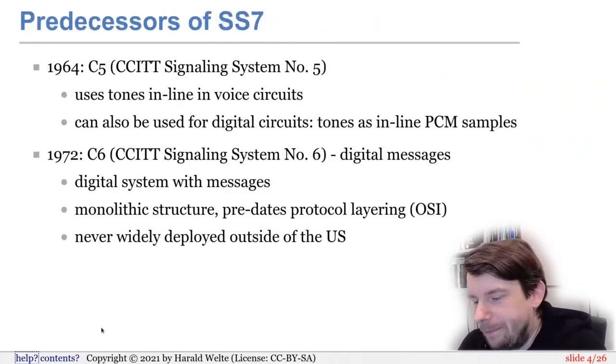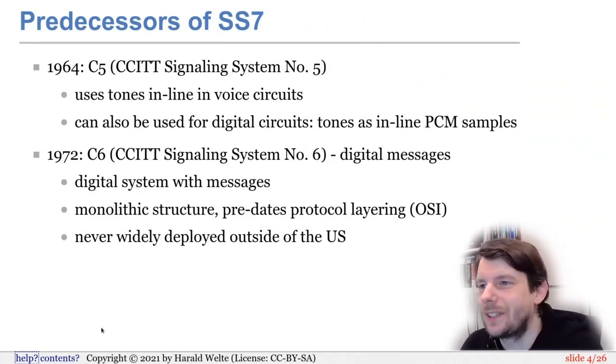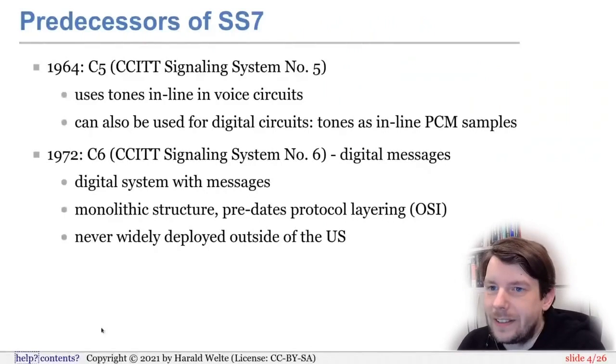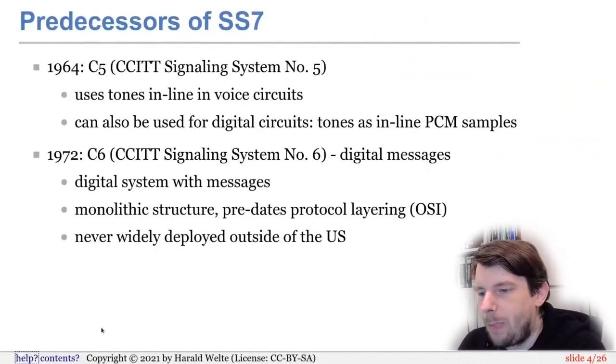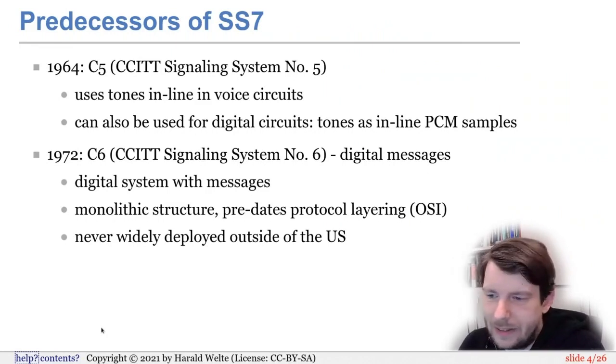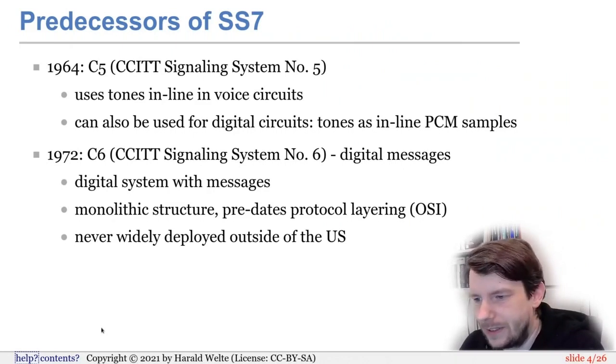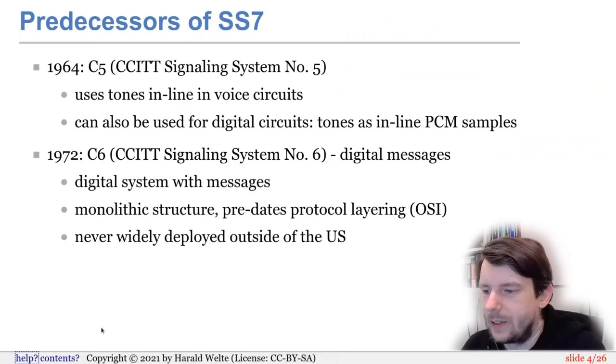If we look at SS7, signaling system 7, that's what SS7 stands for, sometimes also called C7 for CCITT signaling system number 7. So C7 and SS7 are terms used interchangeably. The first real international digital switching system widely deployed that I'm aware of, in 1964, was C5, the signaling system number 5. It uses tones inside the voice circuits, so it's similar to DTMF basically, and it can also be used in digital circuits where the tones are played as PCM samples.